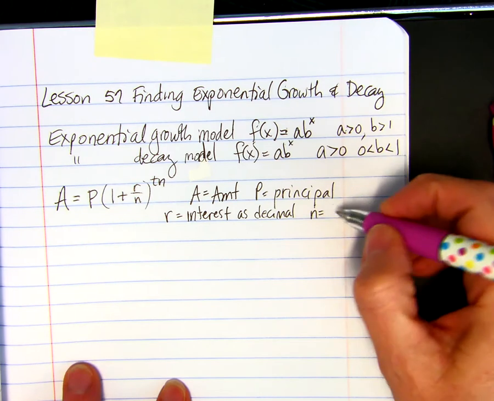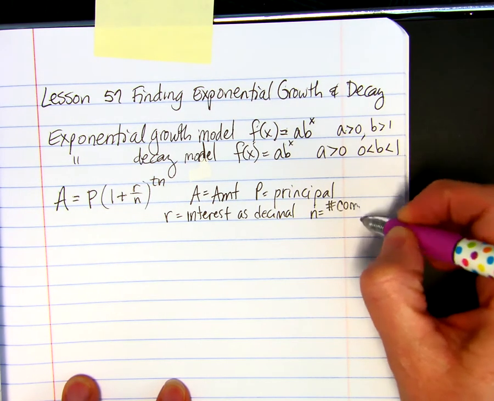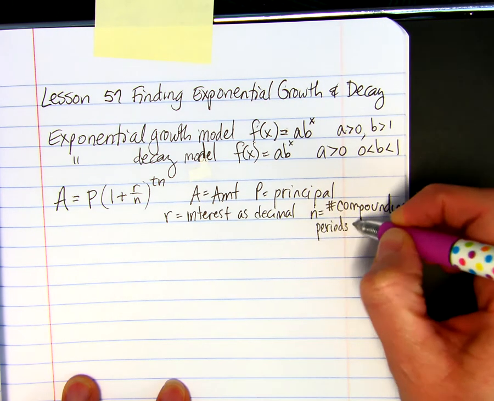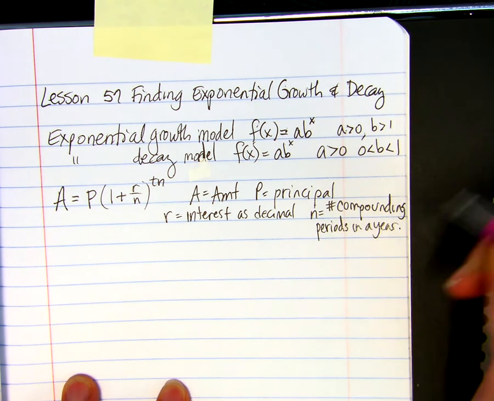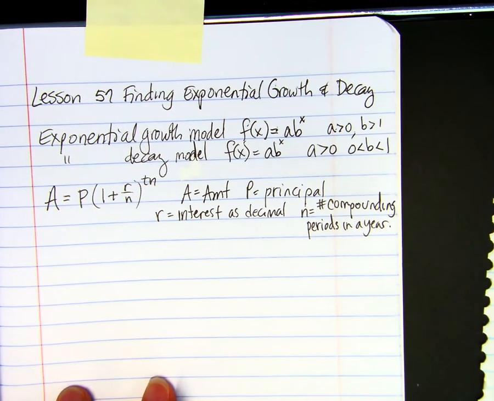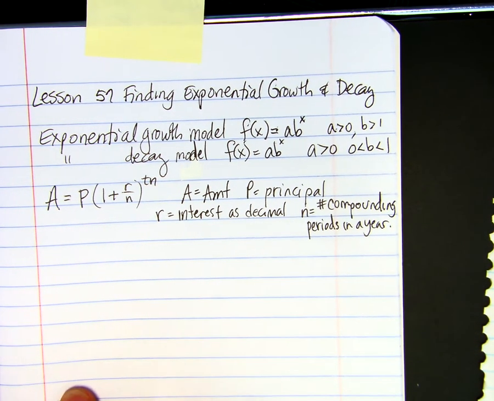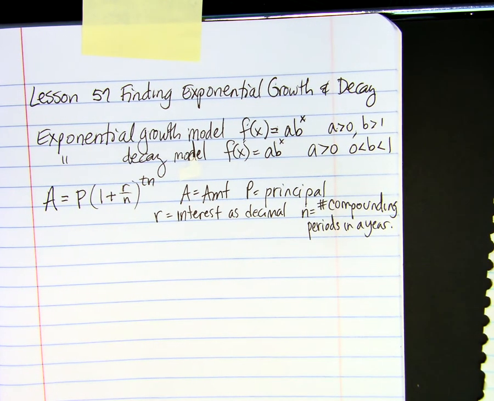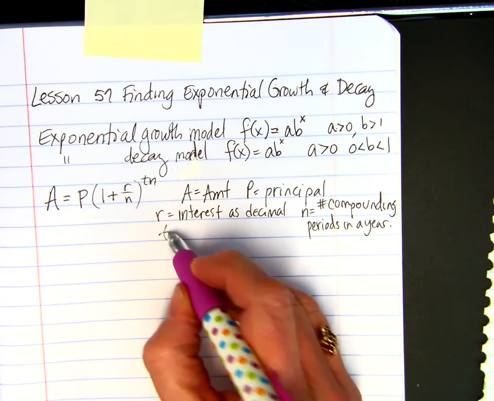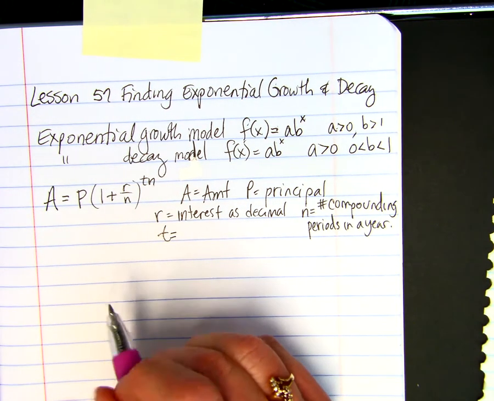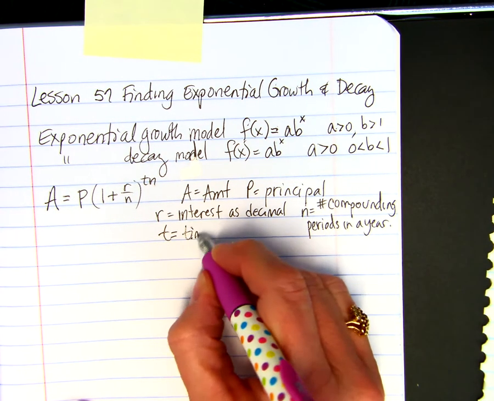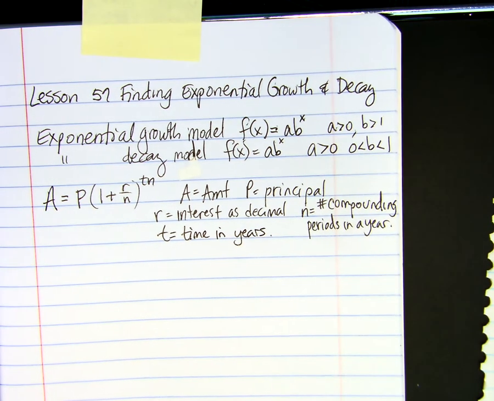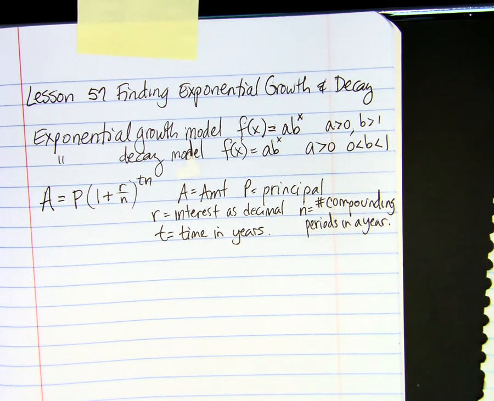N is the number of compounding periods in a year. So if it is compounded quarterly, then n would be 4. Or if it's compounded monthly, then n would be 12. And then t is the time in years. So if you're going to be doing 6 months, then t would have to be 0.5, because that's half a year.